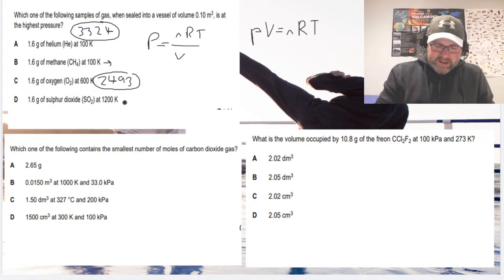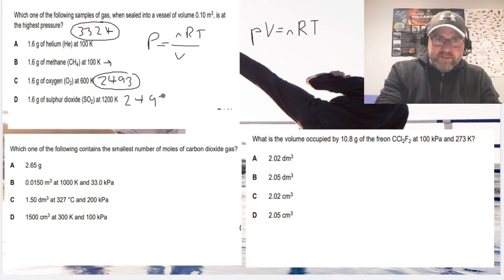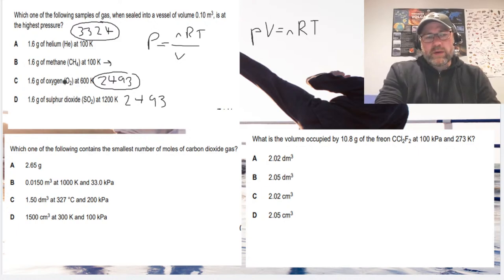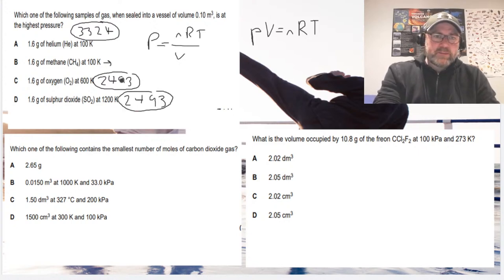So 1.6 divided by 64 equals 0.025 moles times 8.31 times the Kelvin of 1200 divided by 0.1. For some reason, I think this comes out about the same. Yeah, that was half the moles. This one was half the moles of the top one, but double the temp. So those are both 2493. So this one here should be A, has the highest pressure.